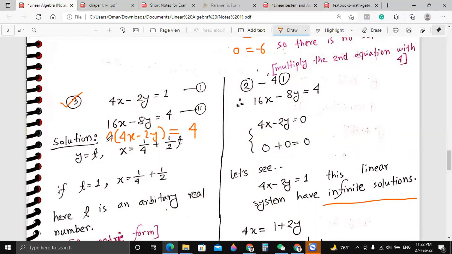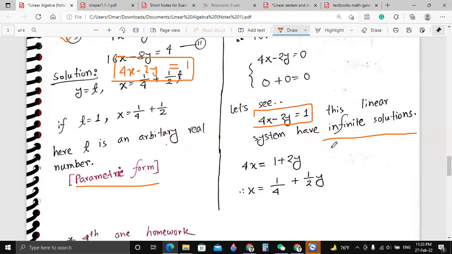And on the next line, we can take this 4 to the other side. So it will be 4x minus 2y equal to 4 divided by 4. If I cancel 4 and 4, we get 1, right? 4 by 4 is 1. So I can remove this bracket. Now this is the equation, okay? 4x minus 2y is equal to 1. So this linear system has infinite solutions.